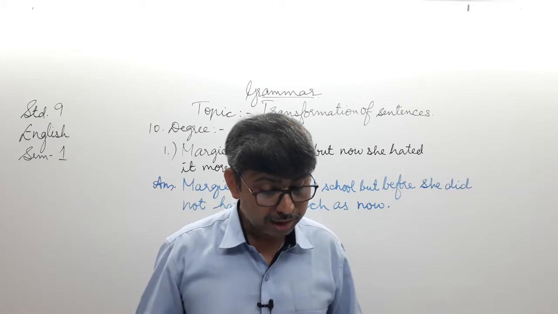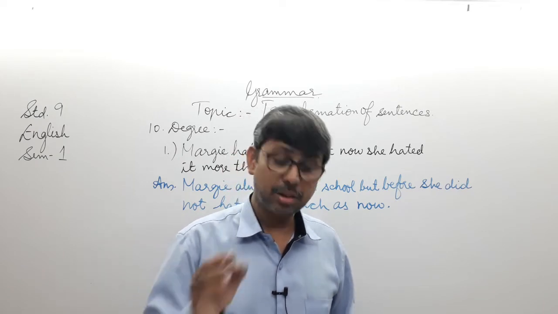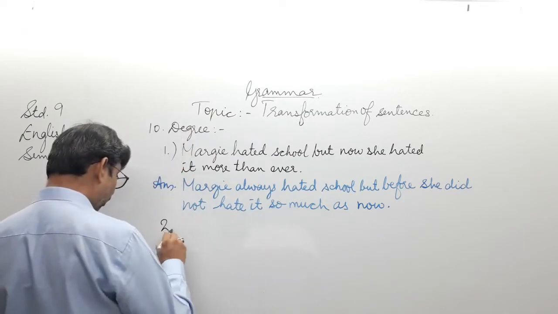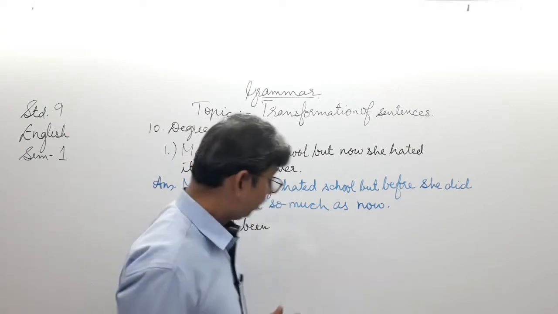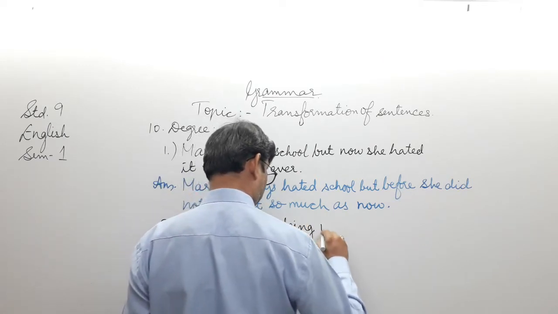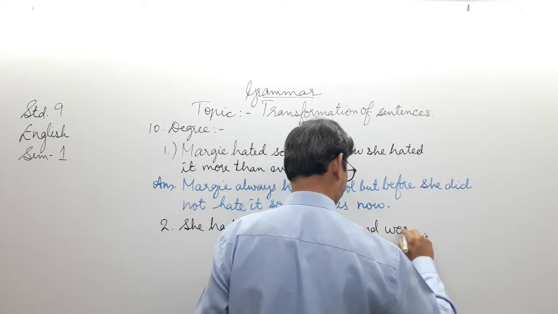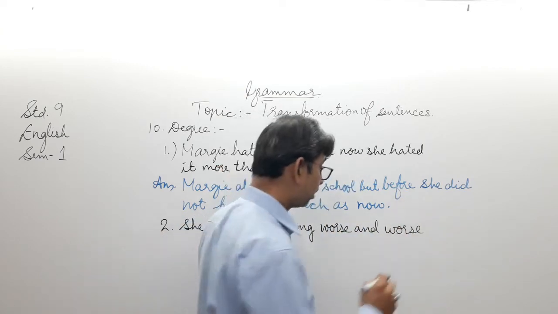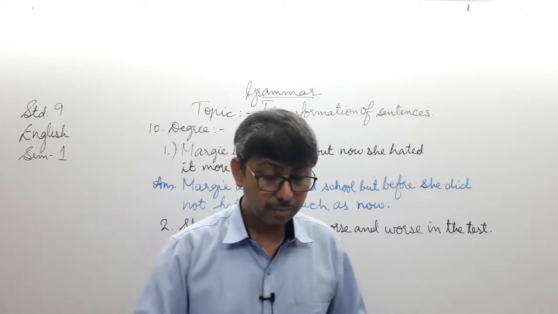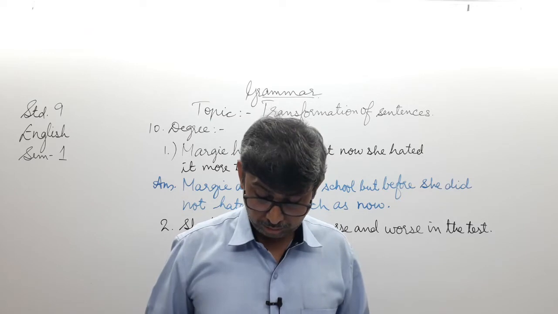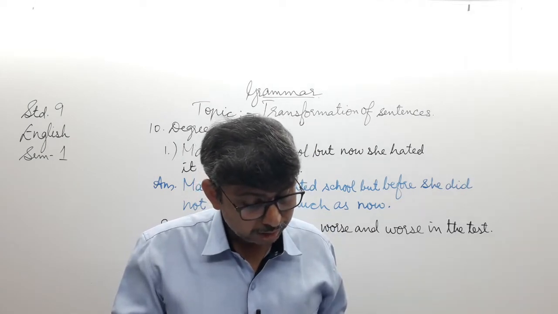The next textual sentence that we will be writing for our practice is, she had been doing worse and worse in the test. So try to understand the degree of this sentence. You can very well see we are going to change it into the positive degree. The question given to us is in the comparative form.